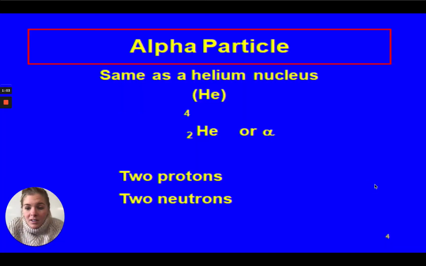So an alpha particle is the same as a helium atom. It has 2 protons, 2 neutrons. We know that helium is He with atomic number 2 and a mass of 4. So we know that there are 2 protons and 2 neutrons. An alpha particle will always look like this: 4, 2, He, or just alpha with a 4 at the top and a 2 at the bottom. That's always an alpha particle.